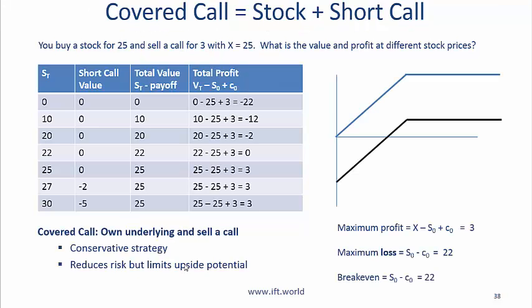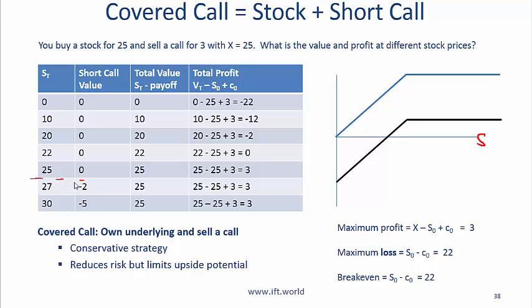Here is what you should come up with. We take different possible stock prices, so that is your x-axis. So different possible stock prices. What is the short call value? Notice that the value of the short call is 0 as long as the stock price is below 25.